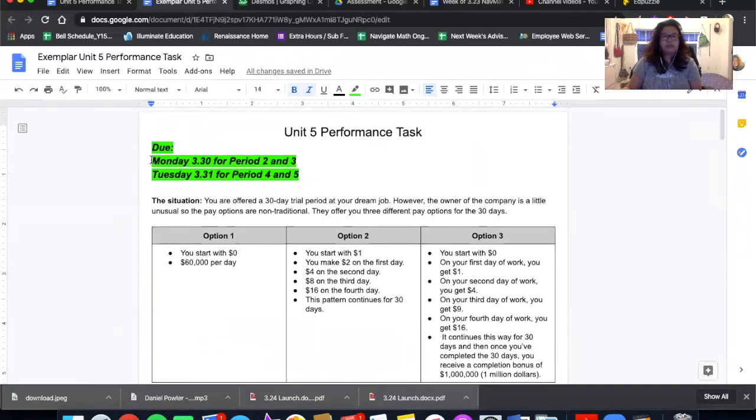So as a recap, this is your project. If you are in periods 2 and 3, your project is due Monday at 11:59 p.m. And if you have me for blocks 4 and 5, then yours is due on Tuesday, 11:59 p.m.